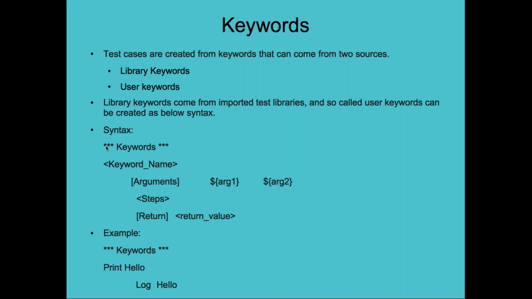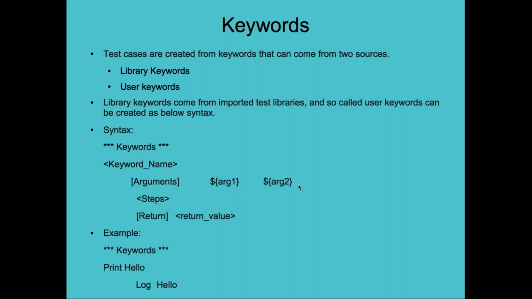So for that, the syntax is the same as for settings and variables: triple star and keywords, and triple star. The keyword name you can specify, and arguments. If you want to take any arguments for that keyword, you can give them like this: square bracket, space, argument, close square brackets, and again two or more spaces. Arguments you can specify as dollar of argument, dollar of argument. Any number of arguments you can specify.